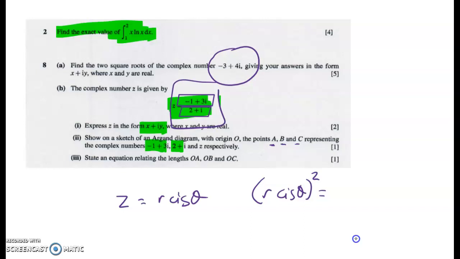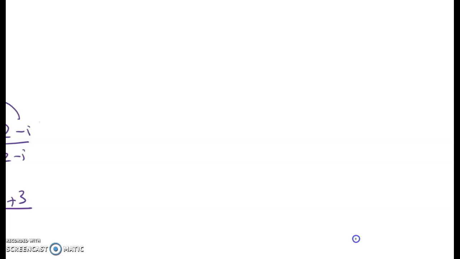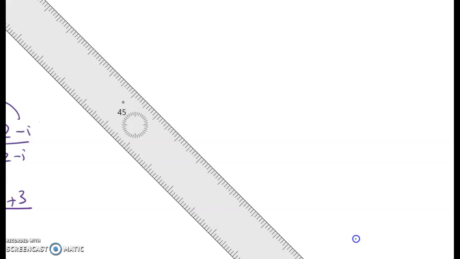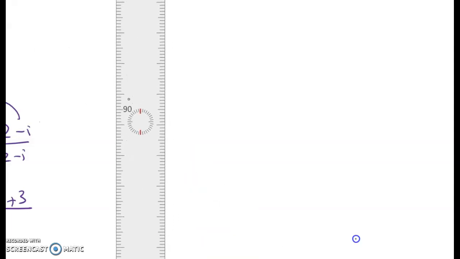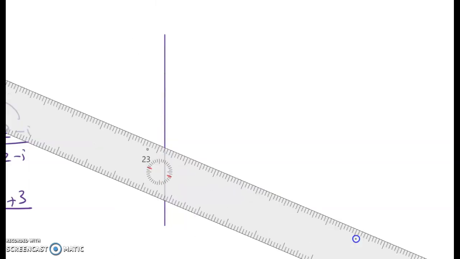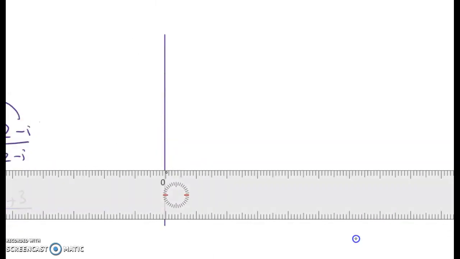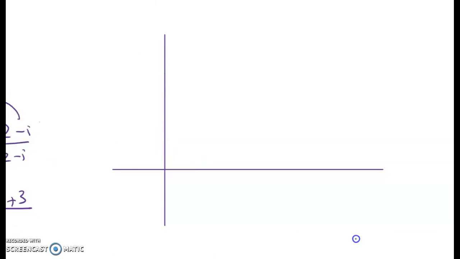We're going to do that reasonably accurately, and then we're going to state an equation relating the lengths OA, OB, and OC. So that's probably the easiest mark in this whole paper, as long as you can see what they're getting at. So let's do a nice diagram roughly to scale. So I'm deliberately not just plonking this in from GeoGebra. Let's see. So A is -1 plus 3i.